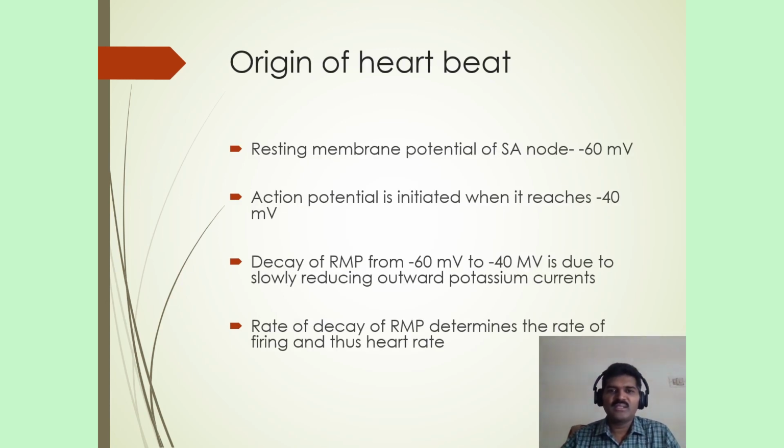Origin of heartbeat. The resting membrane potential of SA node is minus 60 millivolts. Action potential is initiated when it reaches minus 40 millivolts. Decay in resting membrane potential from minus 60 millivolts to minus 40 millivolts is due to slowly reducing outward potassium currents, which causes the action potential spark. Rate of decay of resting membrane potential determines the rate of firing and thus the heart rate.